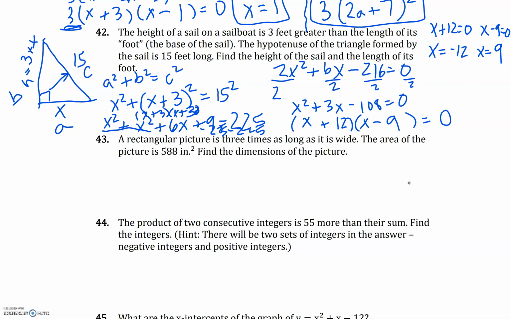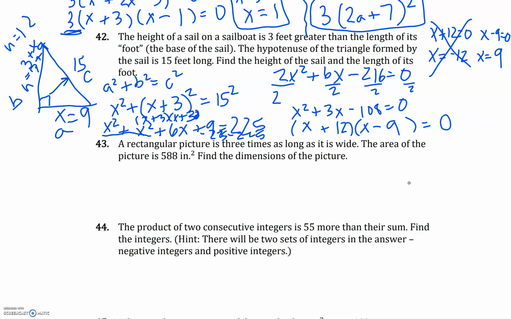Now if I look at this situation, I can't have a negative 12 sail on my sailboat. That distance has to be positive, so I know this answer is incorrect. Let's go back and find the height of the sail and the length of its foot, which we called x. So x equals 9. That's the foot, and the height will be 3 more than the foot. So 3 plus 9, the height is 12. So the length of the foot is 9 feet, and the height is 12 feet long.